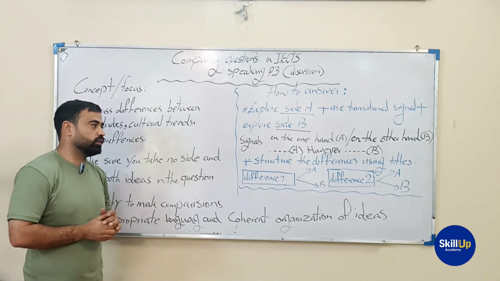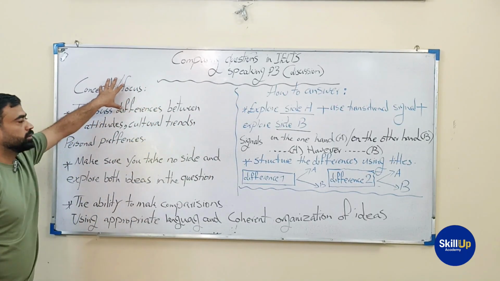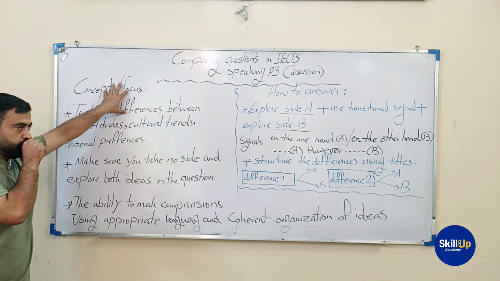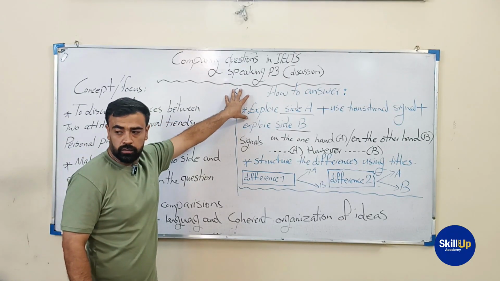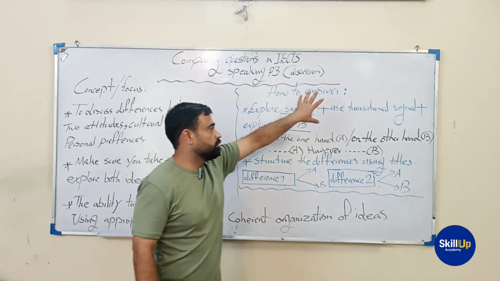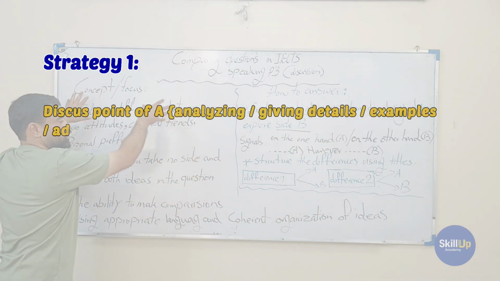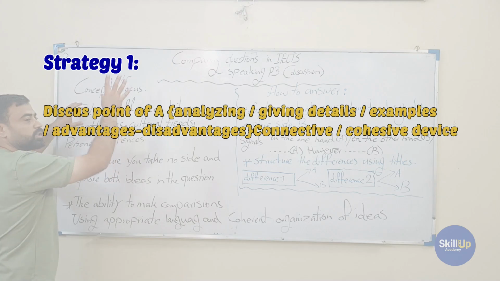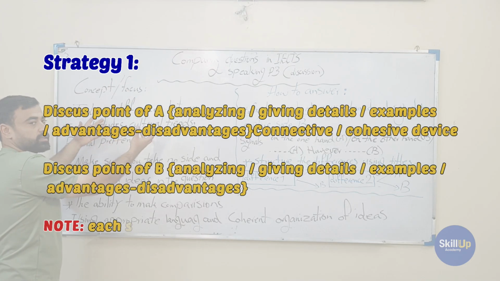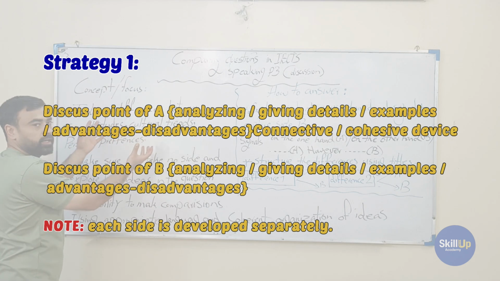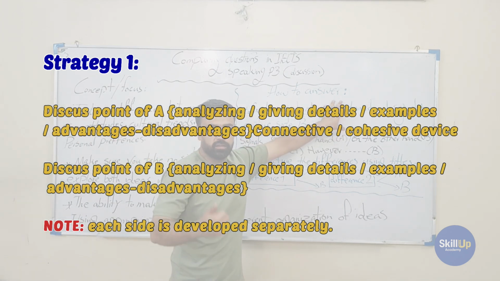Basically, there are two ways, okay? In the first way, you just focus on part A. You talk about this part, and then you use a transitional signal such as however, and then focus on the second part. When you're discussing part A, you just focus on it. You talk about advantages, disadvantages, you give examples, you analyze it. Okay, you explore your idea. And then your transition, however, and then part B. This is the first way.